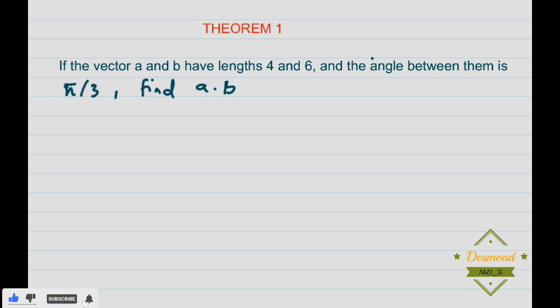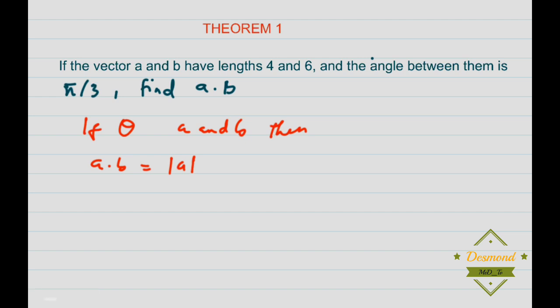If theta is the angle between A and B, then A dot B should be equal to the modulus of A multiplying the modulus of B cos theta. Right? So when you get this formula, you can use it to solve this question.